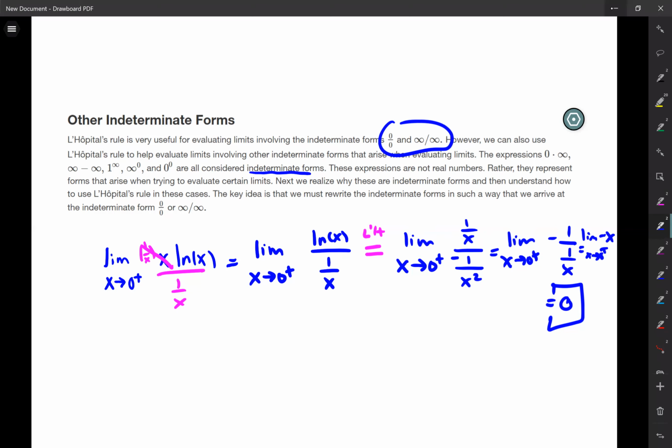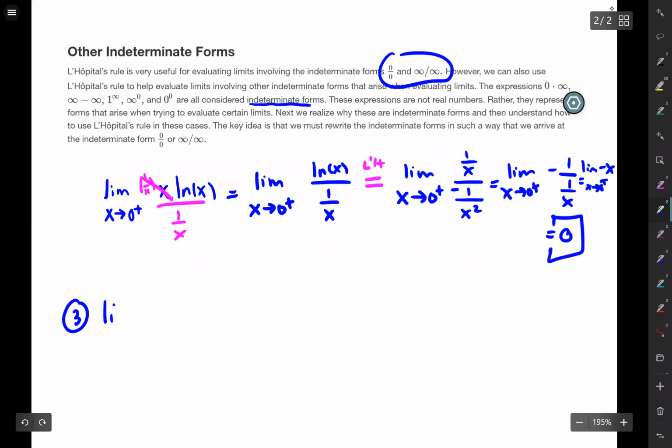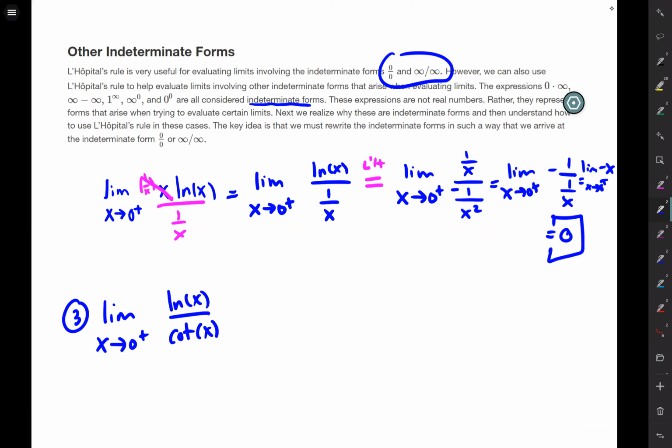And now I wanted to do one more example. The last example I want to do is natural log of x over cotangent of x. So this is example number 3. Calculate the limit as x goes to 0 from the right of natural log of x over cotangent of x. And I want you to just kind of pause the video and think about what indeterminate form that is. And you should get something like negative infinity over maybe negative infinity.